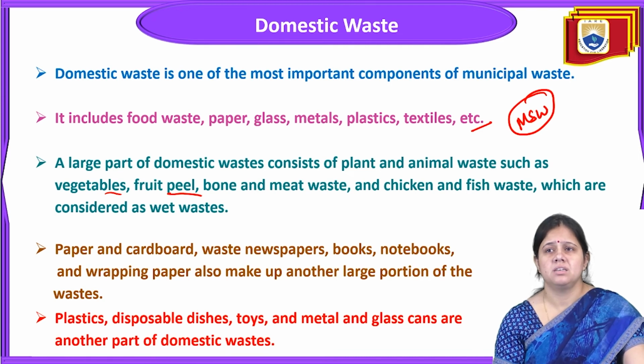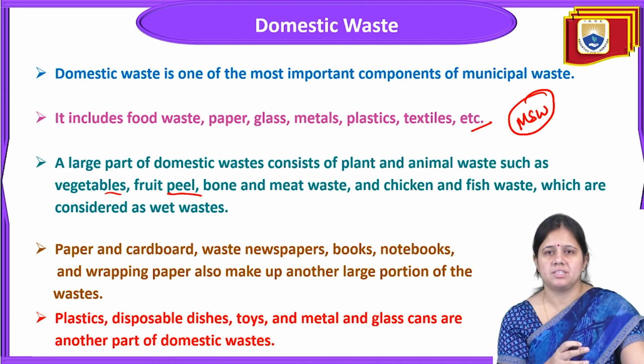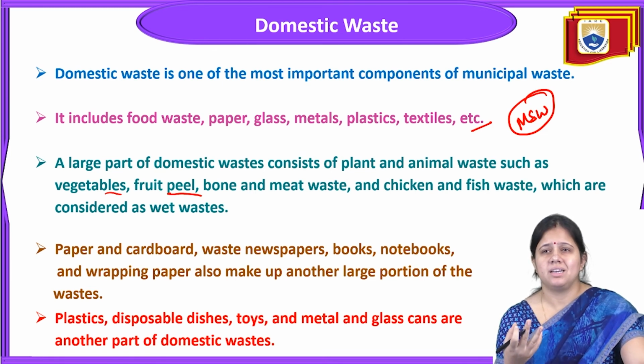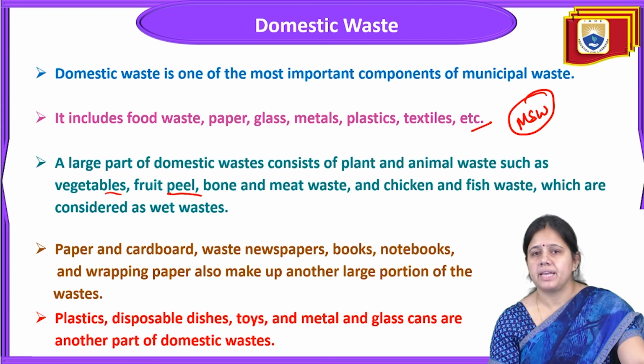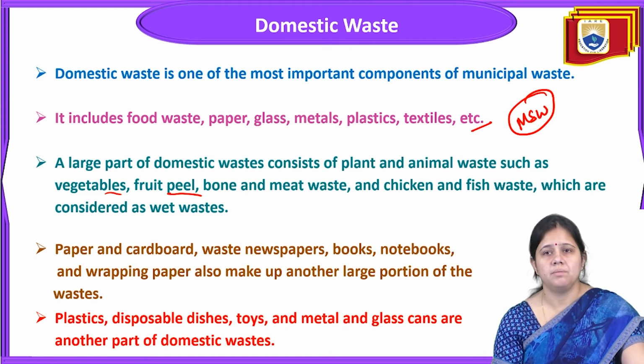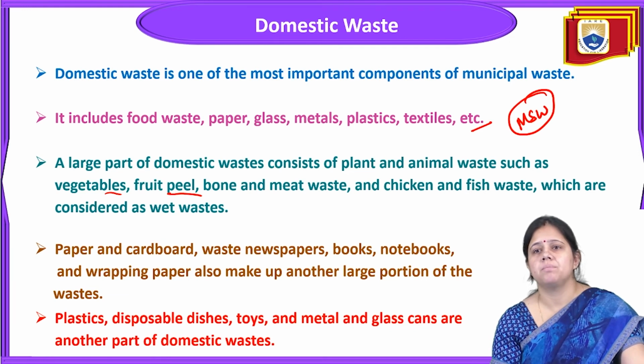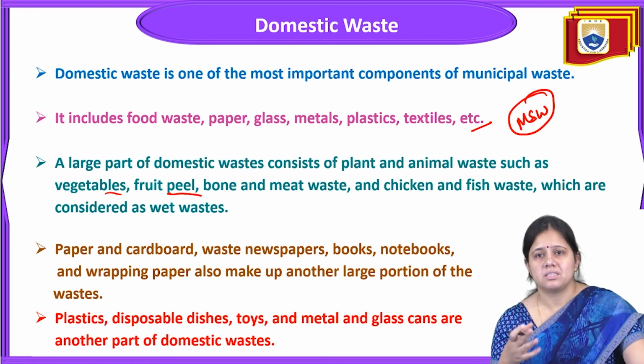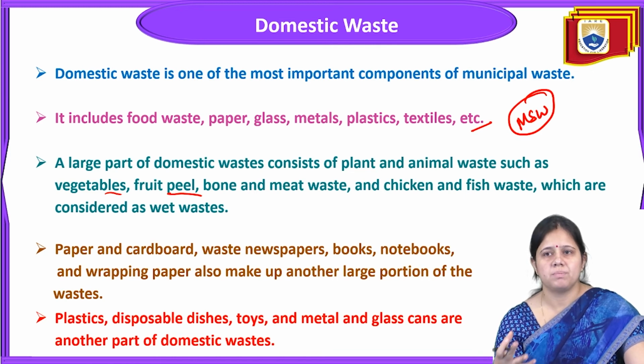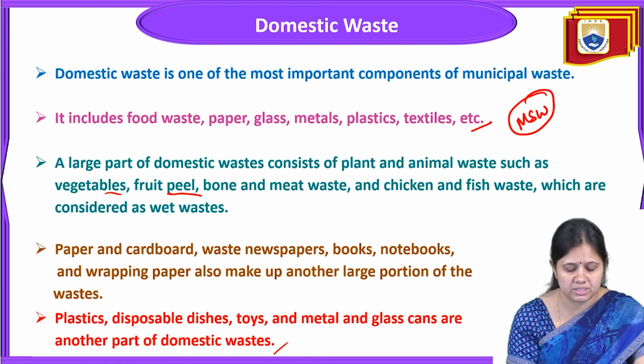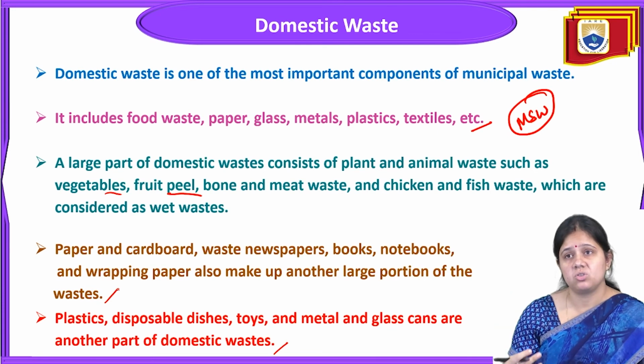This domestic waste will have some dry waste and some wet waste. Dry waste is like paper waste, glass, and metal, and wet waste is the fruit peel, bone, meat waste, chicken and fish waste. All these are wet waste. Next is paper and cardboard waste: newspapers, books, notebooks, and wrapping papers also make up another large portion of the waste. Plastics, disposable dishes, toys, metals, and glass can be a part of domestic waste. So these are the domestic waste or urban waste generated from household activity.